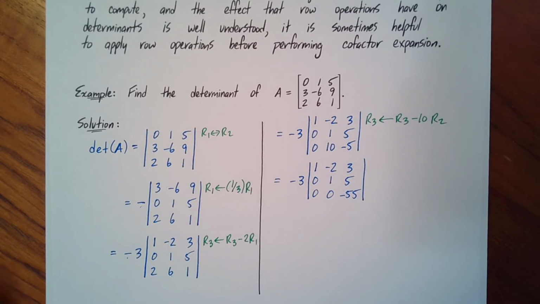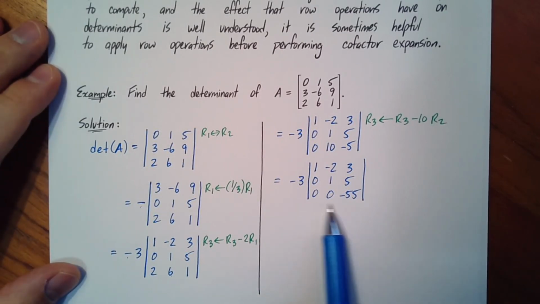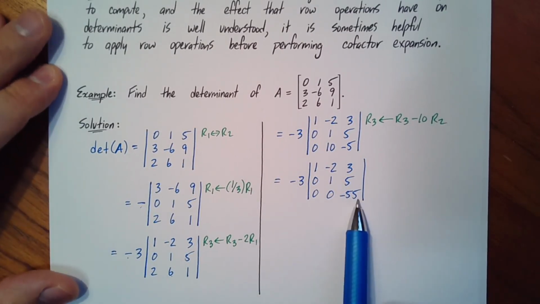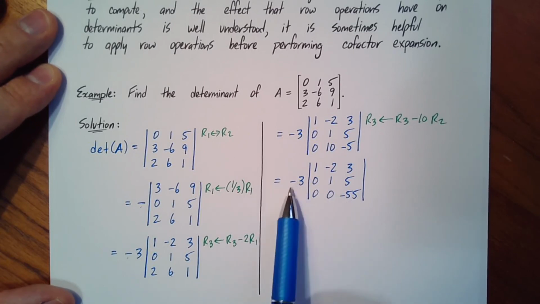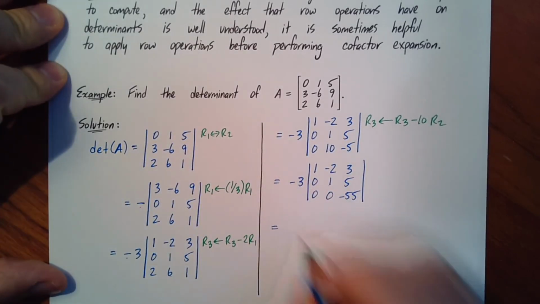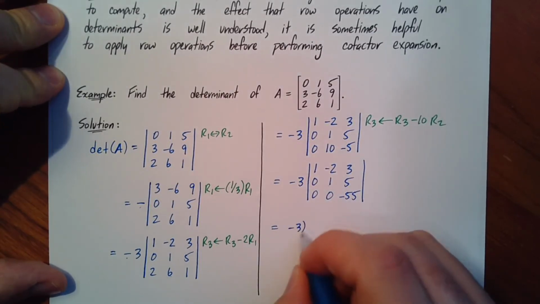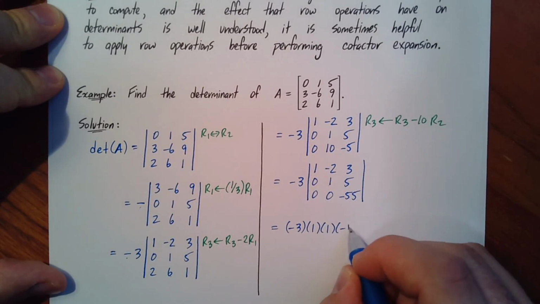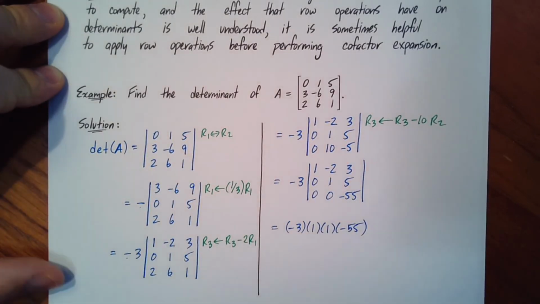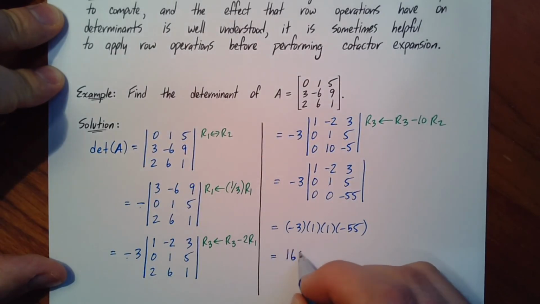And now we're almost done. We're essentially done because this 3 by 3 matrix is upper triangular, so the determinant is just 1 times 1 times -55. But of course, we still have the -3 out here. So to finish this off, we can just say -3 times 1 times 1 times -55. So the result, if you multiply those out, you're going to get positive 165.